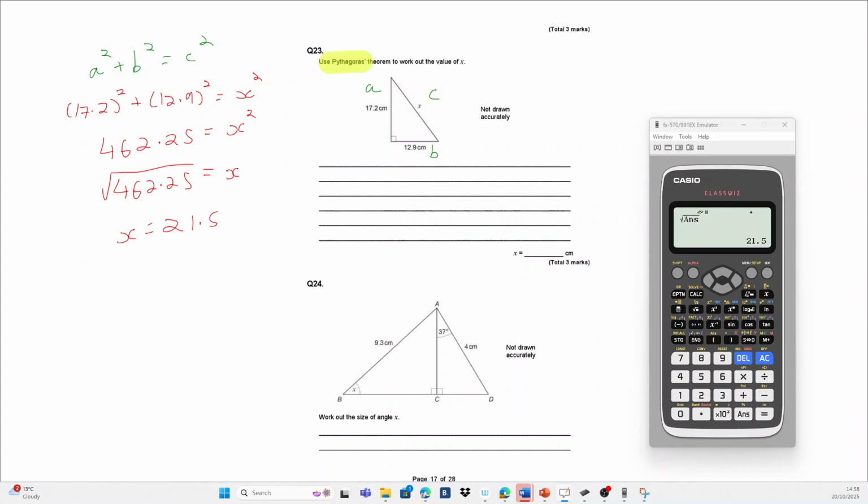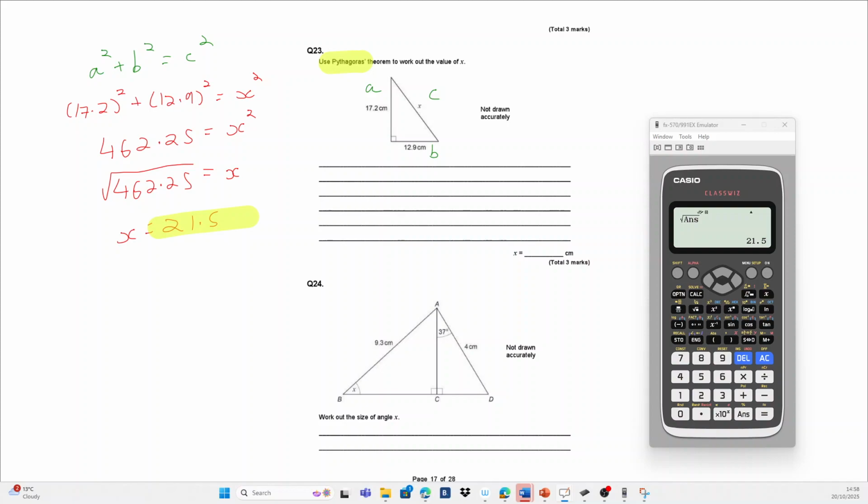And I always think, does that roughly make sense? 21.5. Does that kind of look like it's going to be a good answer? Yeah, because look, this is the hypotenuse, which has got to be the longest side, and 21.5 is bigger than both of these sides, and it's not unreasonable. So that seems pretty good to me.